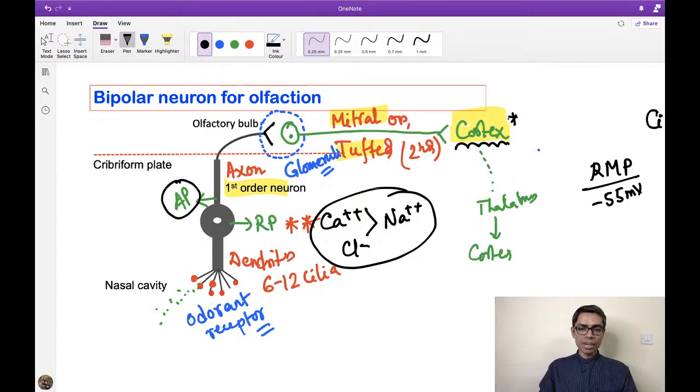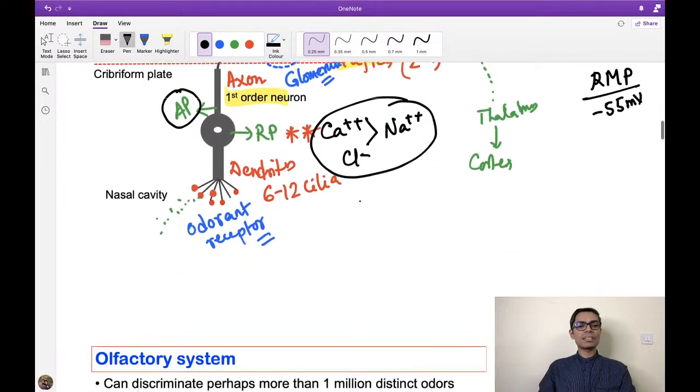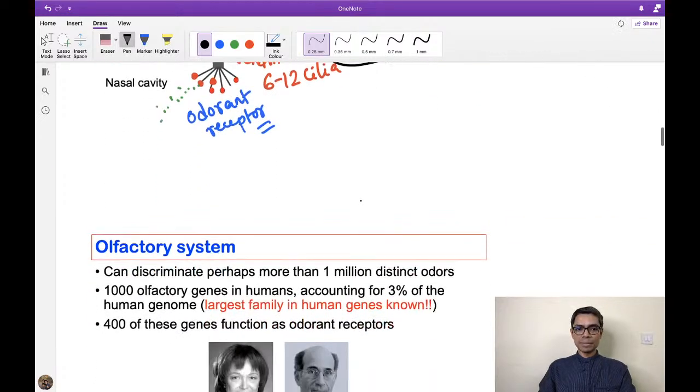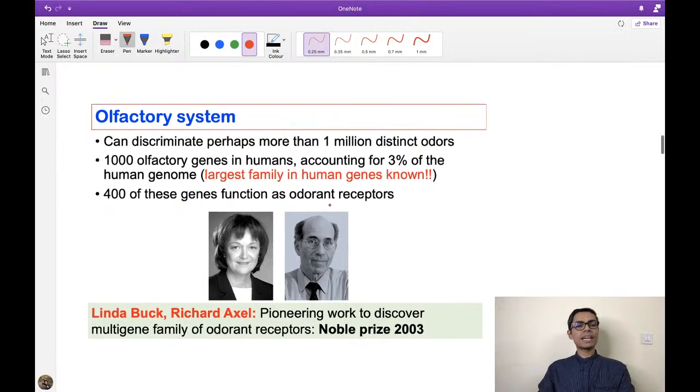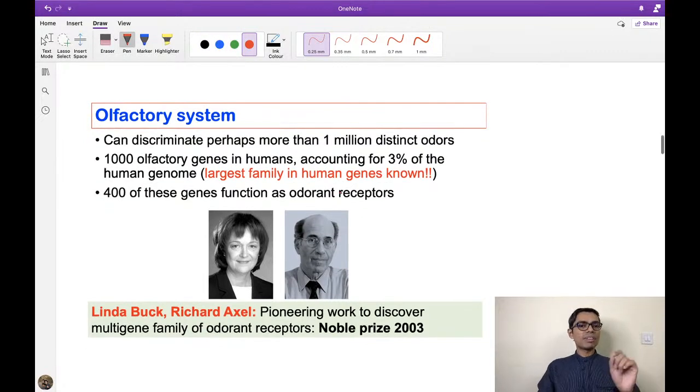Now what are the different parts of the cortex? I am coming there a little later, but before that, there is one important piece of information to remember, which has been asked in the AIIMS entrance examination. We have just discussed that the olfactory receptors, that is the odor receptors, are present at the level of the cilia.